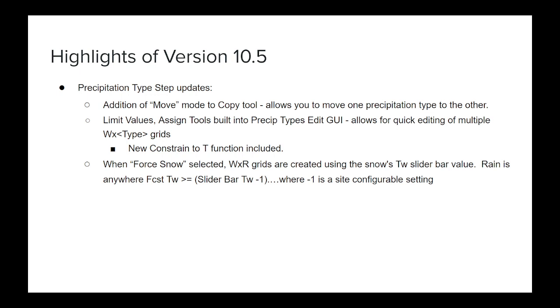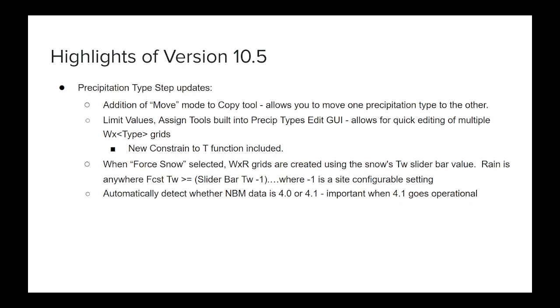And we've had a lot of rain snow issues, particularly with MBM version 4, and with that, and again the feedback received, we've actually updated the force snow button and that slider and how they work. Previously it was mostly focused on the snow, but now it's also going to do creation of the WXR grids, using that snow wet bulb slider bar value, and it's shown there on how that's done. You will essentially get some overlap based on the wet bulb temperature.